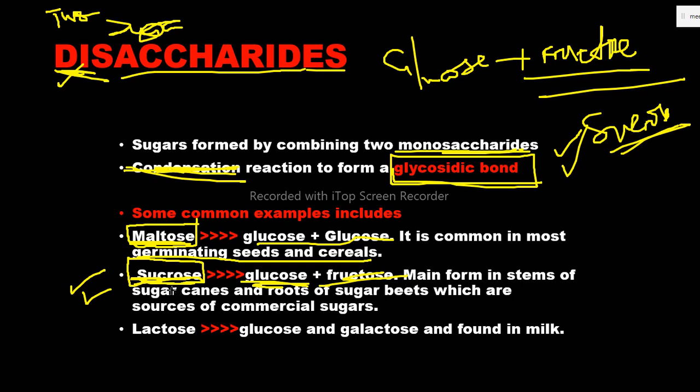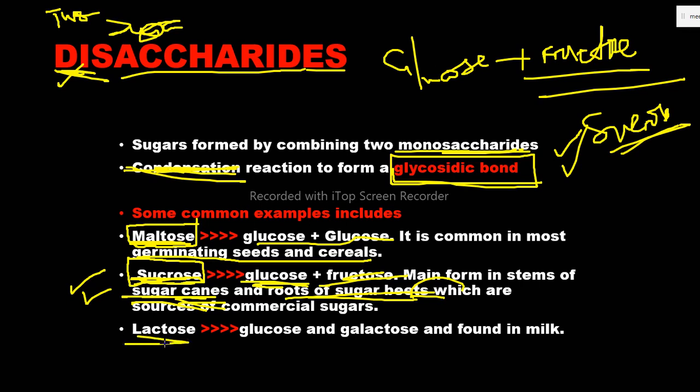And it is found in cane sugar and roots of sugar beets. I've never seen them, but what I'm sure of, the sugar cane is purely sucrose. Most carbohydrates in plants are transported in the form of sucrose. So it is also a transport form.